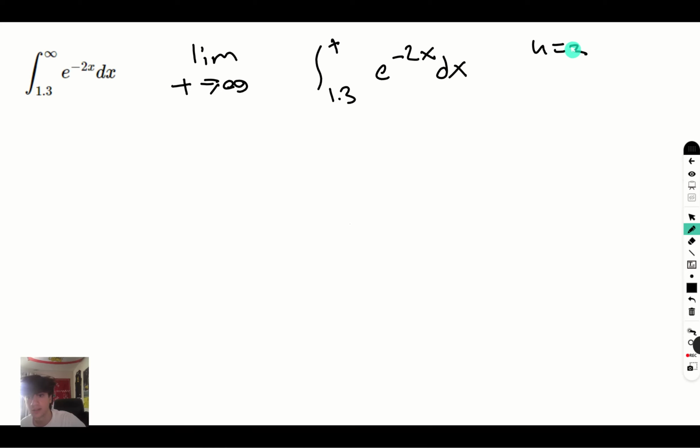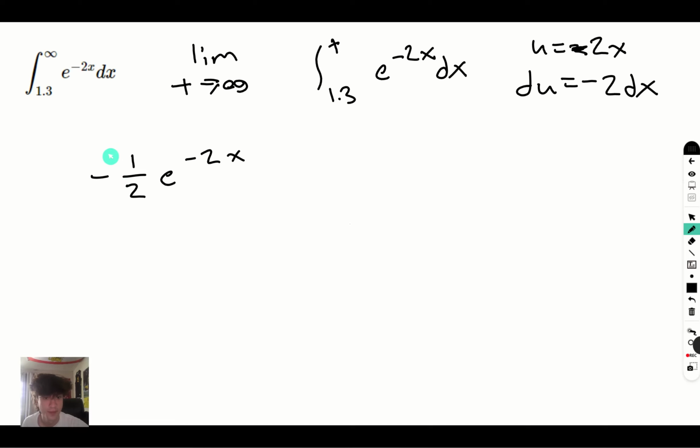U equals negative 2x, du equals negative 2 dx. There we have that. So then our answer for the integral will be negative 1/2 e to the negative 2x, and we're evaluating it from 1.3 to t.